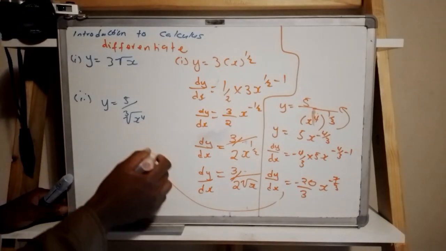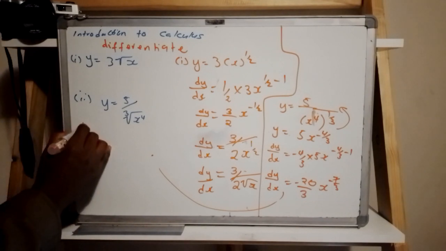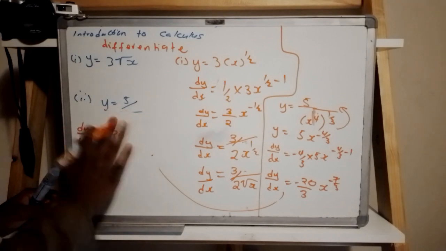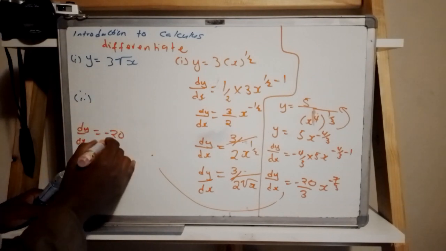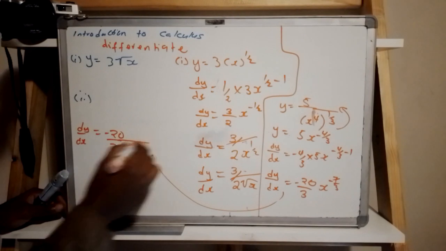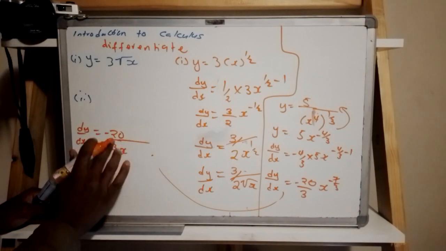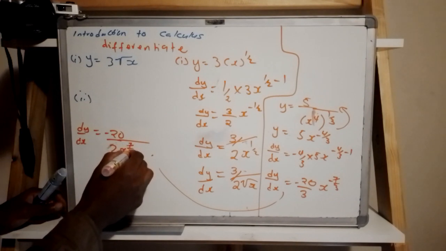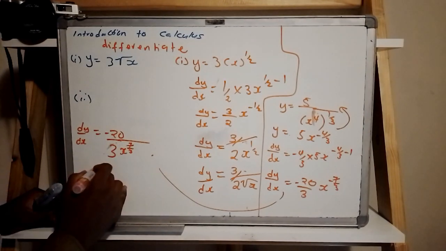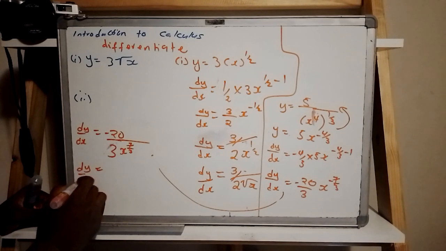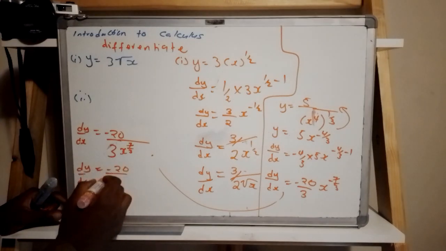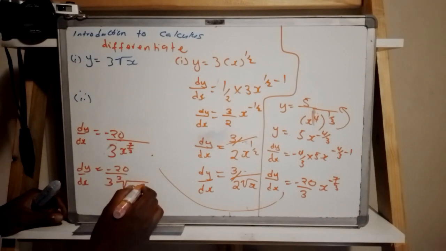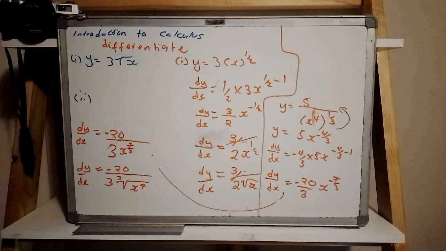Let's just take it here, right? Then dy over dx can be represented by negative 20 over 3 x to the power 7 over 3, which I can represent again as dy over dx, negative 20 over 3, cube root of x to the power 7.